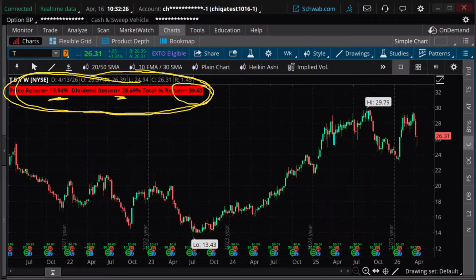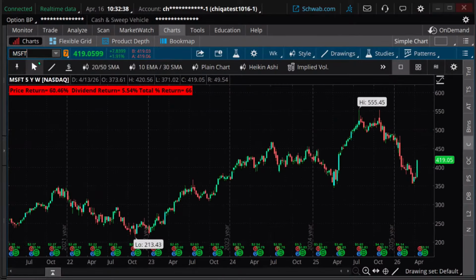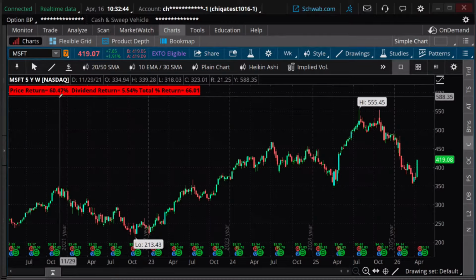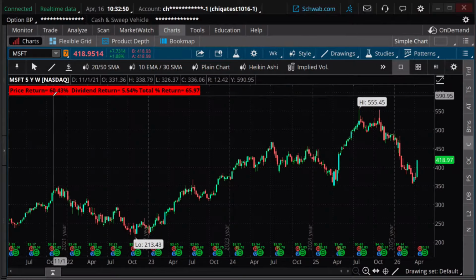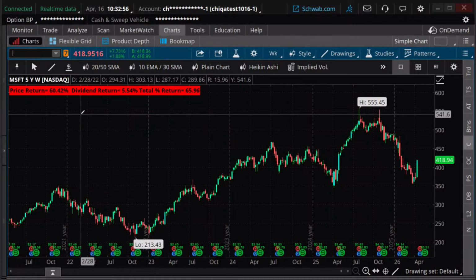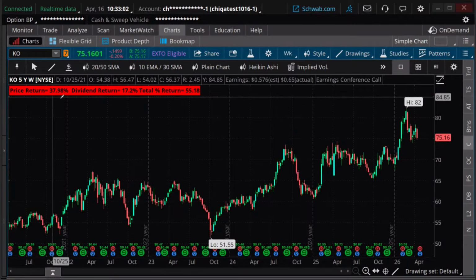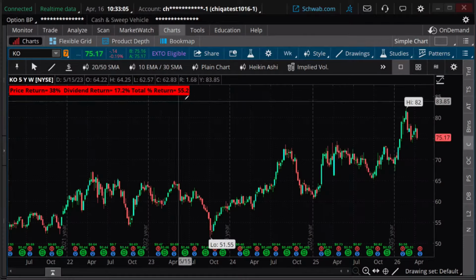So let me clear that out, and let's just look at a few other random companies here. Microsoft, okay, not really considered to be a massive dividend company. Price return over the last 5 years, 60%. Dividend return about 5.5%. Not a huge difference there. What about, say, Coca-Cola? Price return 37%, dividend return 17%. That's a massive return over time difference, okay?